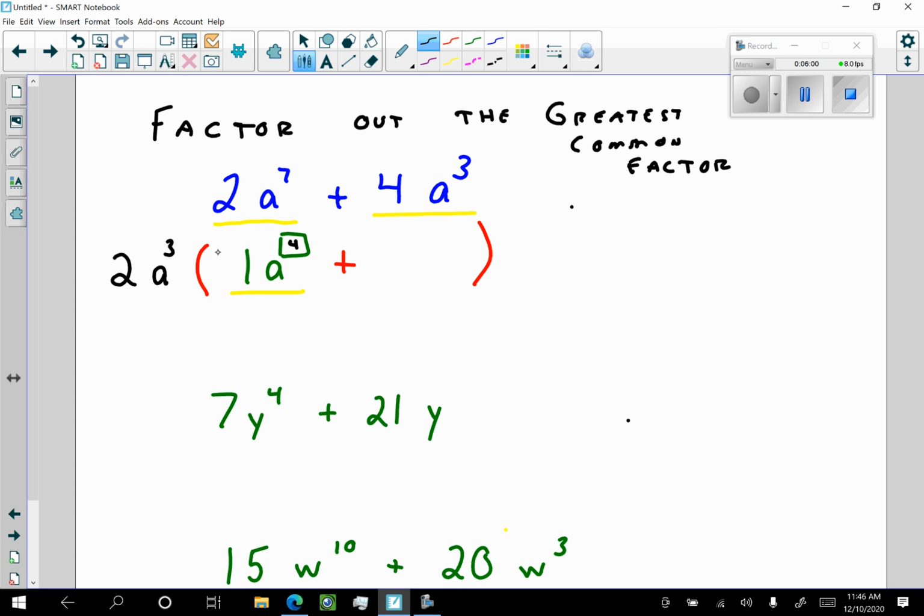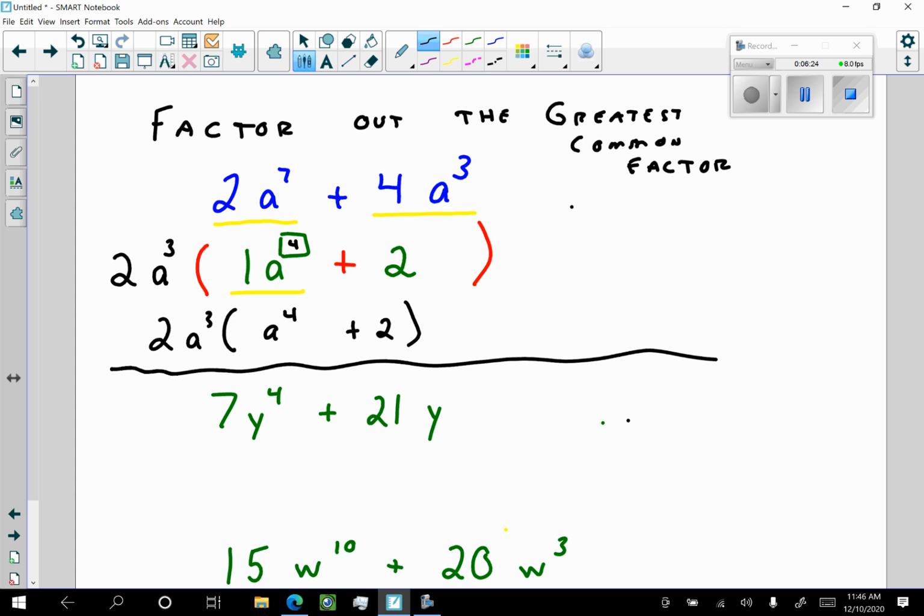2 times 1 is 2. And if I factor out a 2a cubed here, what do I have left? I simply have a 2, because 2a cubed times 2 is 4a cubed. So the factorization, to write it nice and clean, is simply going to be 2a cubed times a to the 4th plus 2. Okay, example number 1. Example number 2.